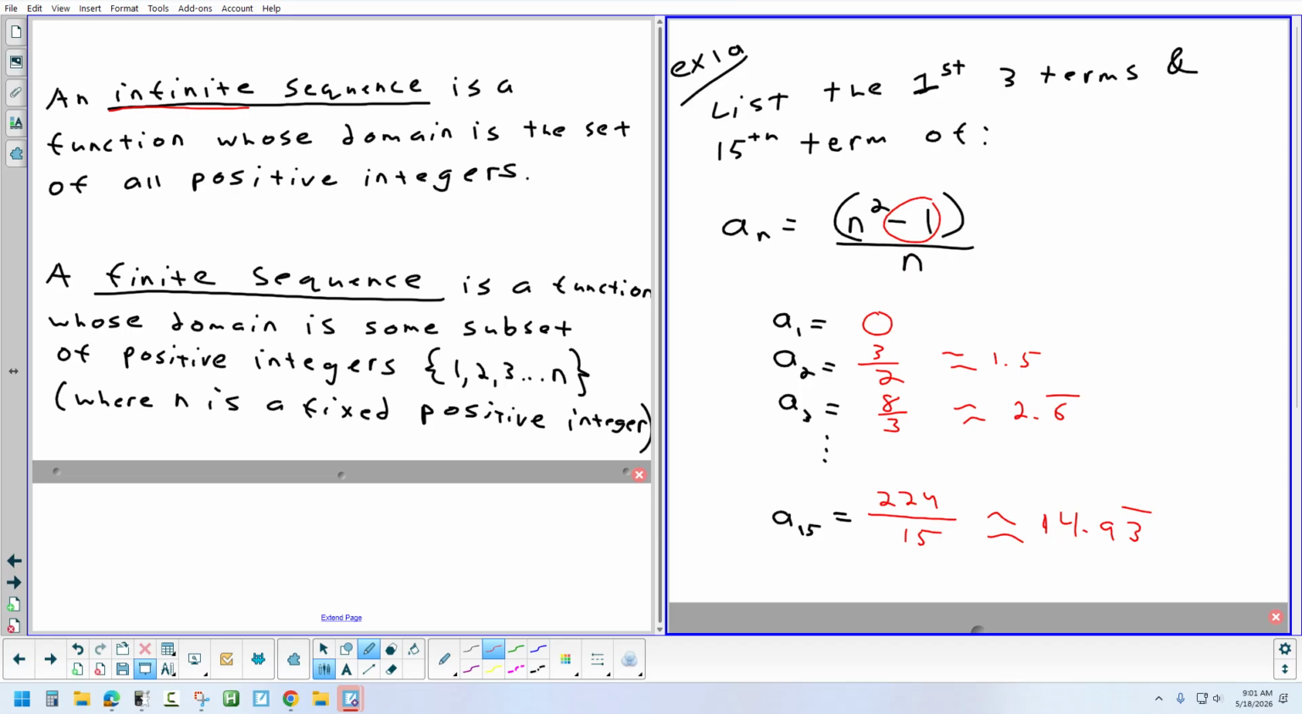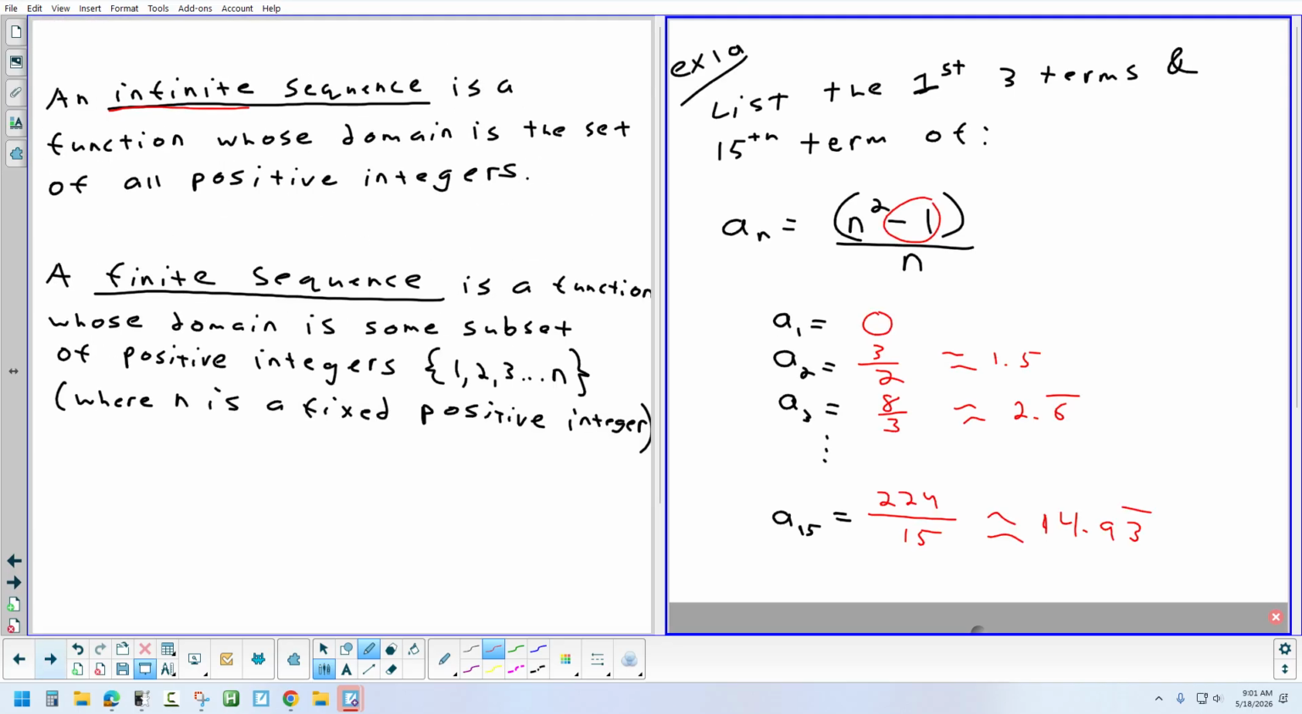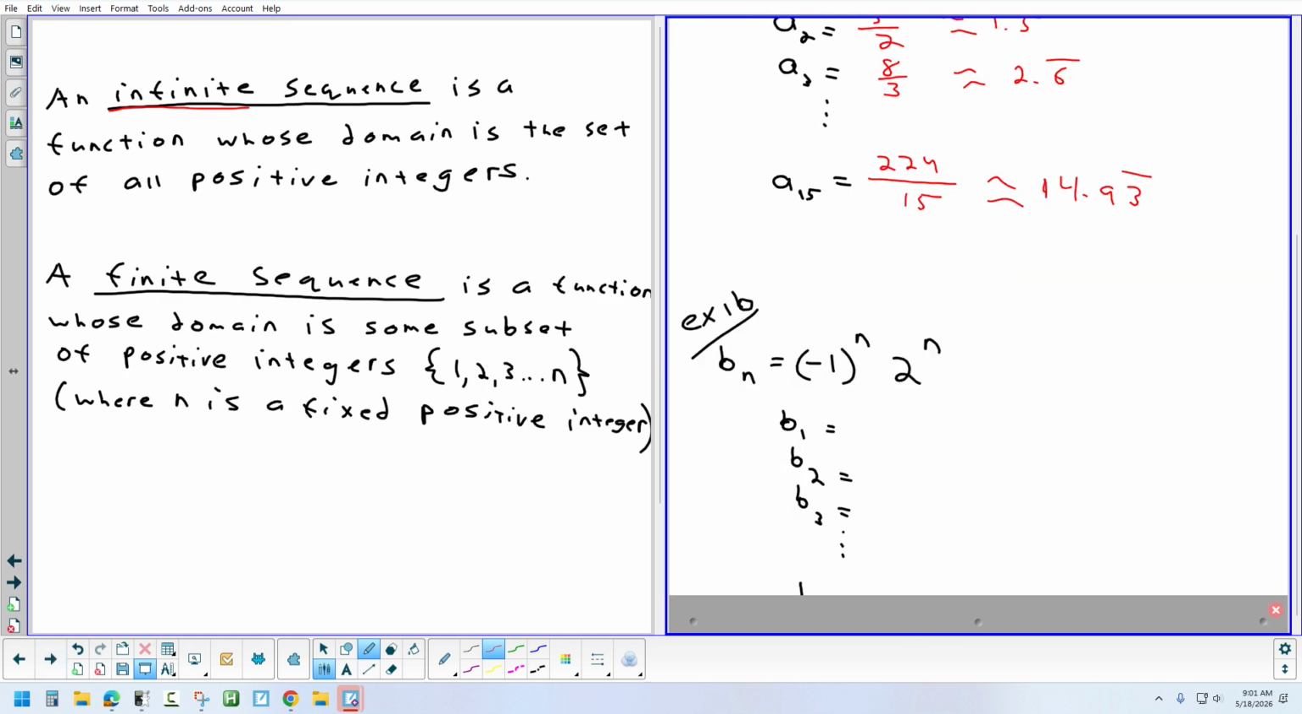Let's look at the other one. Okay, before we start writing out the terms there, does anybody think they see what that negative 1 to the n is going to do? Yeah. It's going to become like positive then negative. Yeah. This is going to cause what we call an alternating sequence. Every other term is going to be positive and negative.